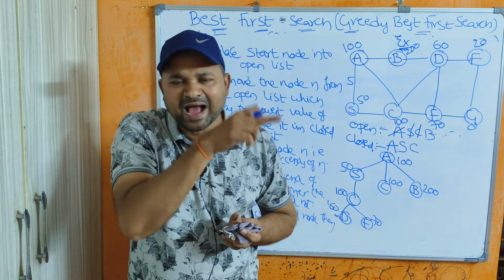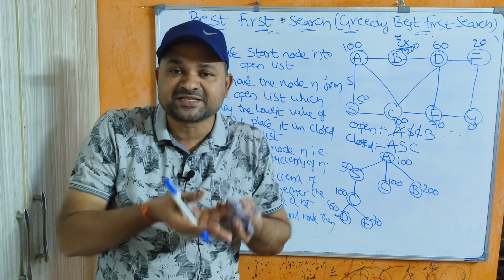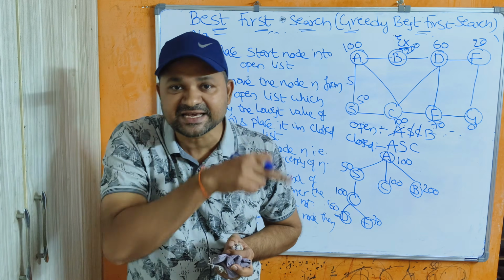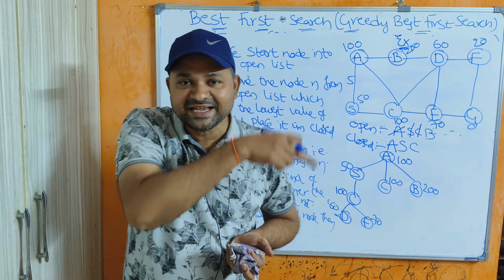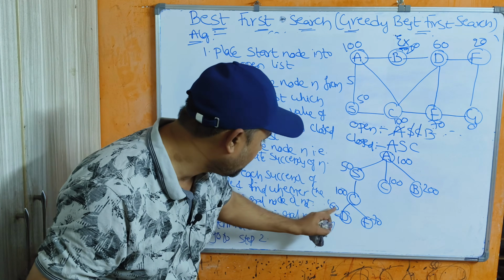Now we have to check whether that best successor is goal node or not. If the best successor is goal node, then we can terminate the process. Suppose the best successor is not the goal node, then once again we need to generate the successors of that node.